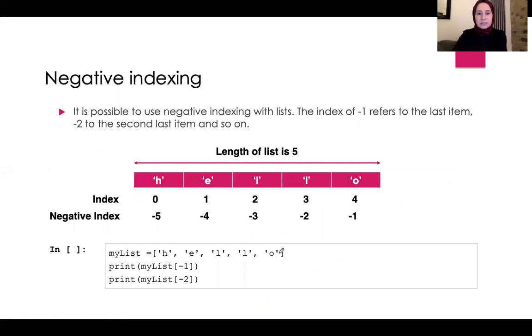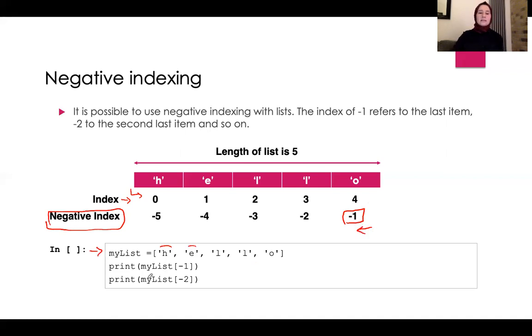So in Python, it is possible to use negative indexing with lists. The index of -1 refers to the last item, and -2 to the second last item, and so on. So let's look at this example here. We have a list comprised of different letters, as you can see. And when we make a positive indexing, we start from 0 and it goes from left to right. However, in negative indexing, as you can see here, we start from the end, from the last item, and we start from -1. We don't start from 0, but we start from -1.